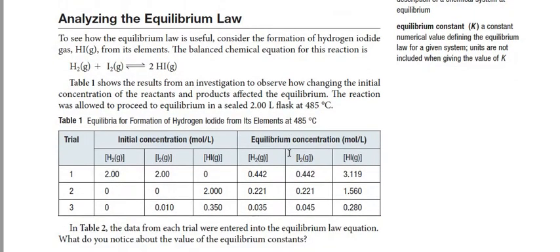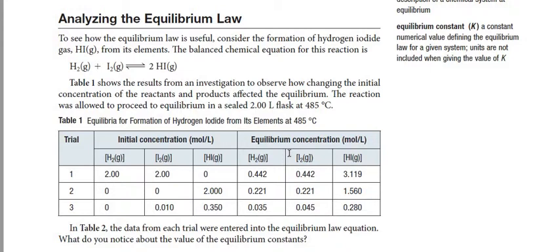Now, analyzing the equilibrium law. To see how the equilibrium law is useful, consider the formation of hydrogen iodide gas, HI, from its elements. The balanced chemical equation for this reaction is H2 plus I2 gives 2HI. Table 1 shows the results for an investigation to observe how changing the initial concentration of the reactants and products affected the equilibrium. The reaction was allowed to proceed to equilibrium in a sealed 2-liter flask at 485 degrees Celsius.